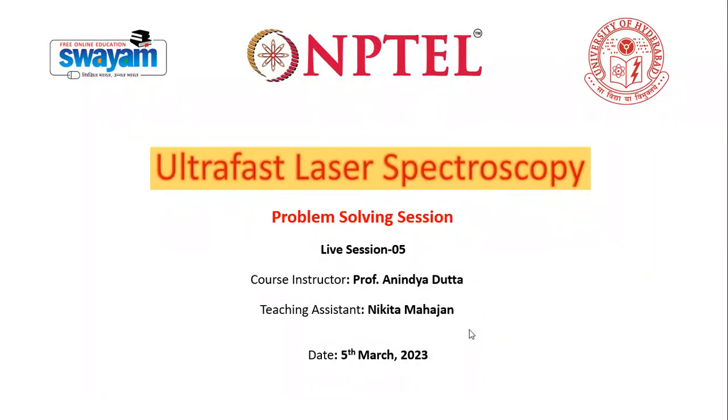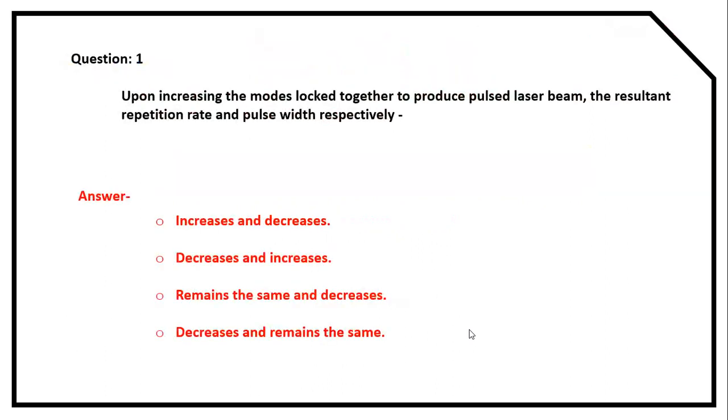First of all, in this week, there are some important concepts which were discussed that are related to active and passive modulation and other things. With this, we come to the first question. Upon increasing the number of modes locked together to produce the pulse laser beam, the resultant repetition rate and the pulse width respectively: the options are increases and decreases, increases and remains the same, and decreases and remains the same.